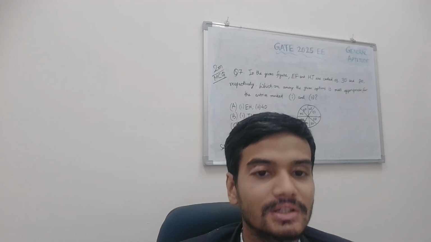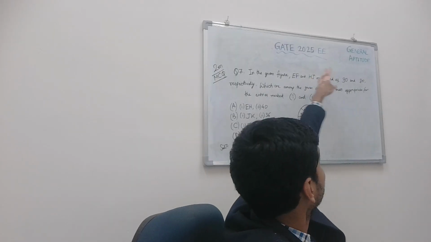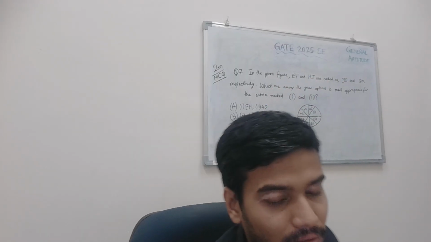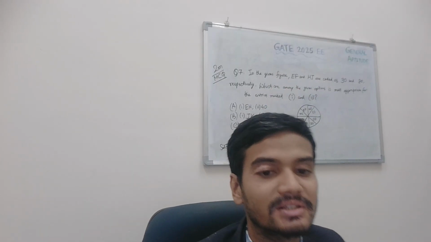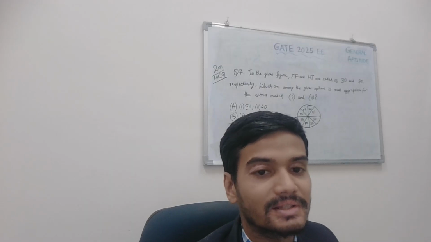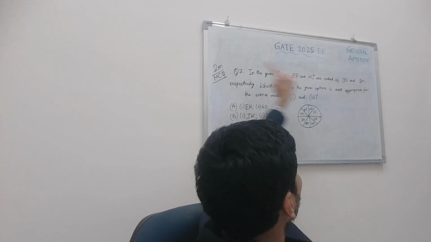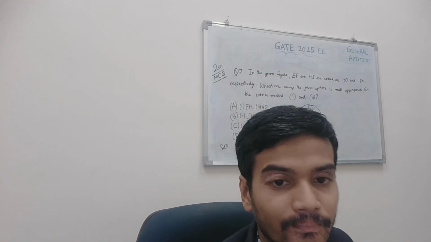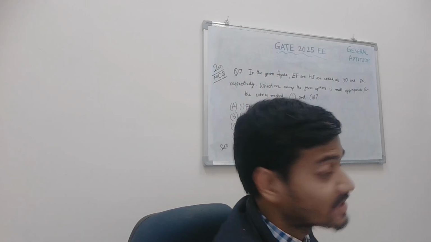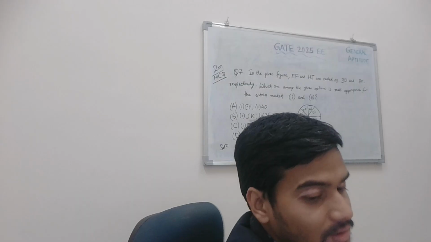Moving on to the next question in this series of GATE 2025 Electrical Engineering Solutions for the general aptitude episode. Here we will be discussing the solution to question number 7 in the master question paper of GATE 2025 Electrical Engineering, from the subject general aptitude, of 2 marks, MCQ type, based on some logical reasoning. So the question goes as follows.